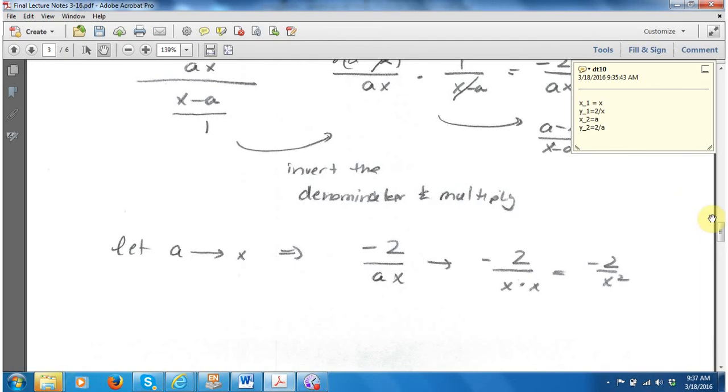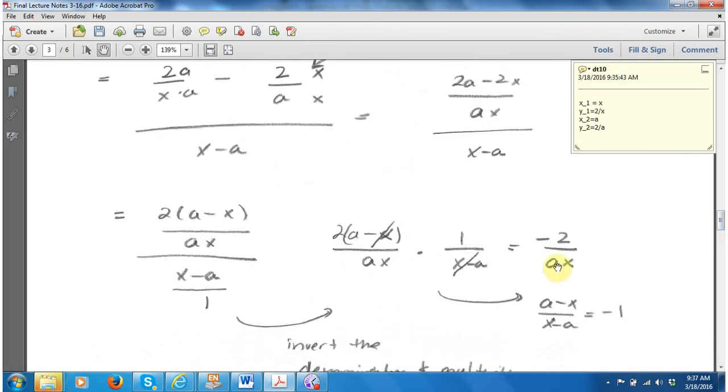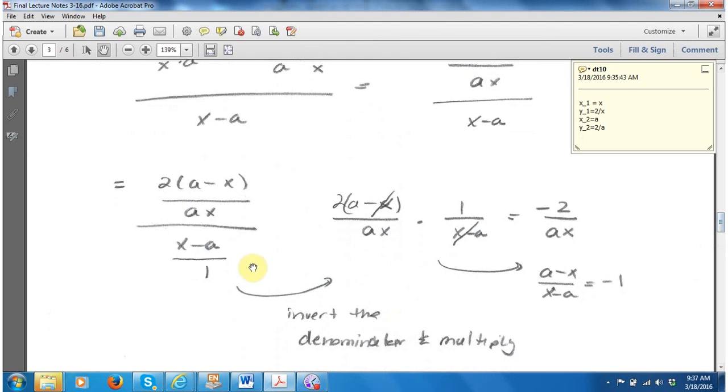So now I get this expression up here. And now I have a fraction over a fraction. Although x minus a might not seem like a fraction, it's really x minus a over 1. And I have to invert the denominator and multiply. That's how we divide fractions. And it looks a lot more simple.